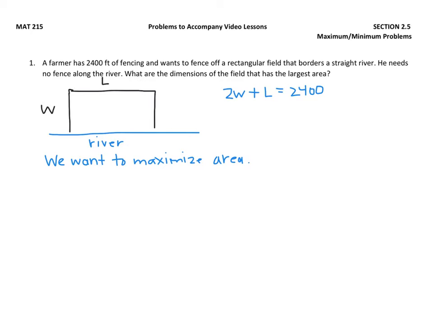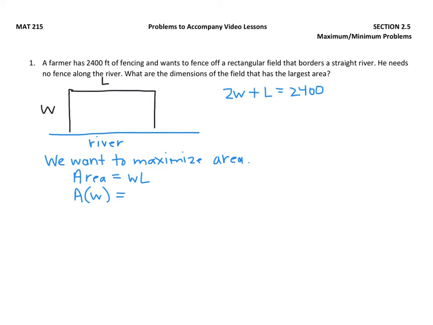Now our goal is to maximize area. Here we're working with a rectangle, so the area of a rectangle is width times length. We can use A for our function here for area. Now we need to write this function for area, the formula that we want to maximize, in terms of one variable. We can write it in terms of W or in terms of L. I'm going to choose to write this formula in terms of W.